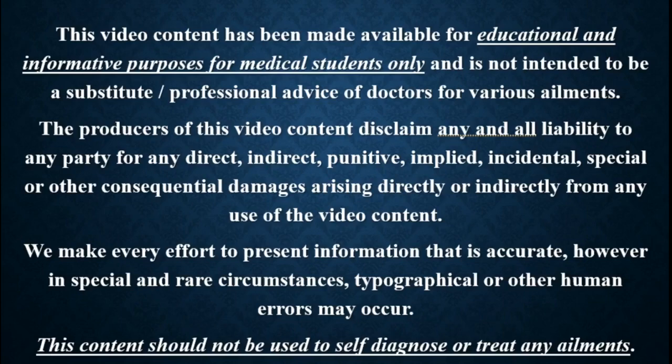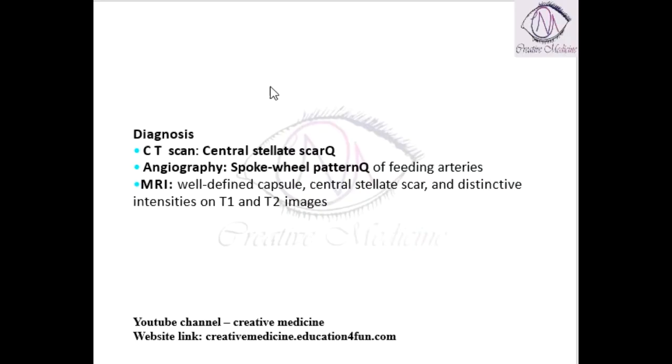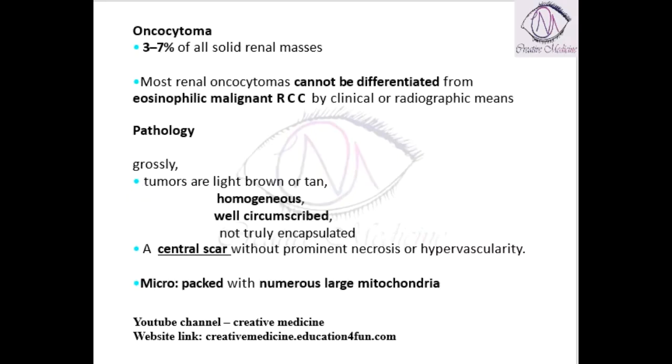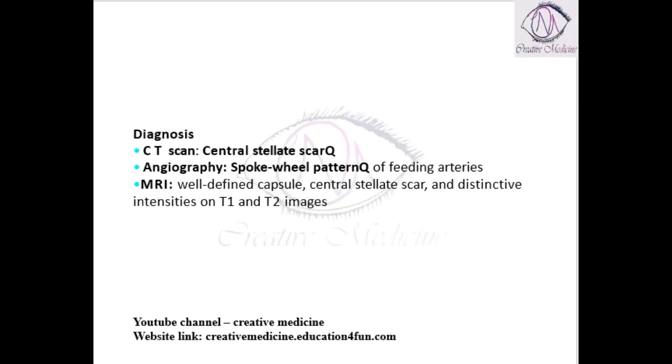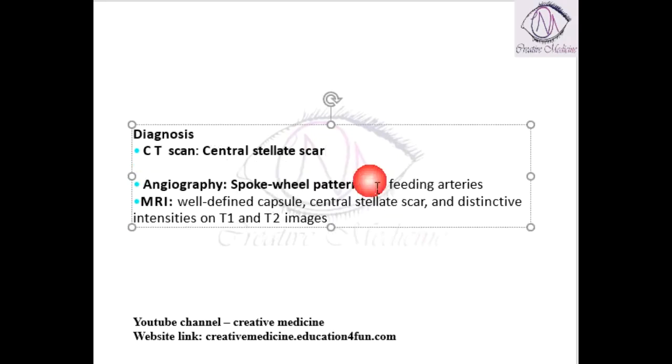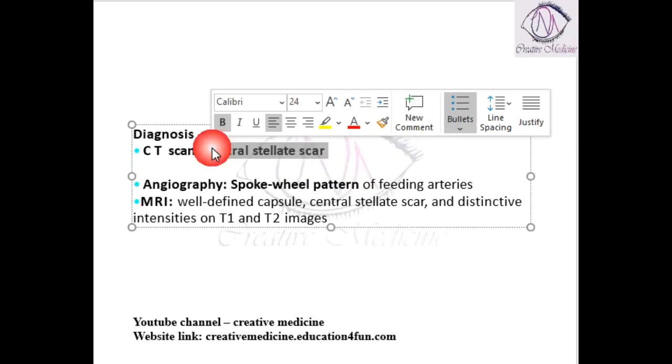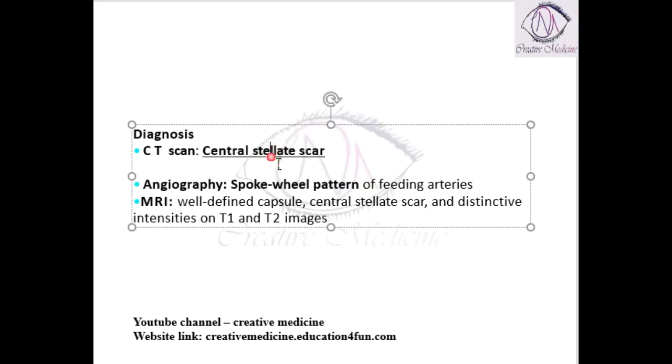In this lecture, we will learn about diagnosis of oncocytoma. On pathology, one important thing is it is a homogeneous, well circumscribed mass with central scar. This central scar is important. So this central scar which is seen on histology is also seen on CT scan. On CT scan, this central scar is the important thing.